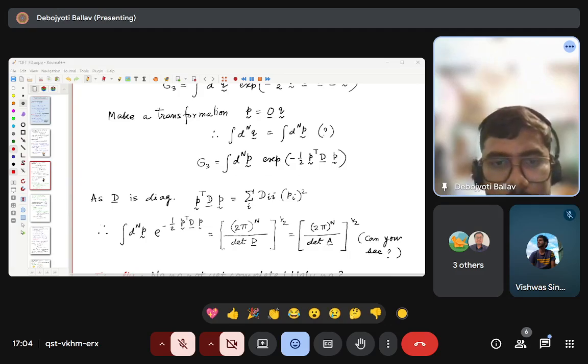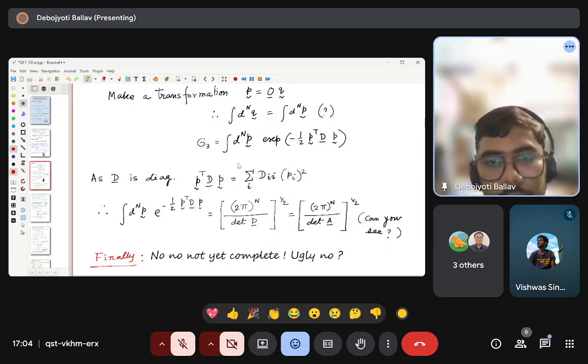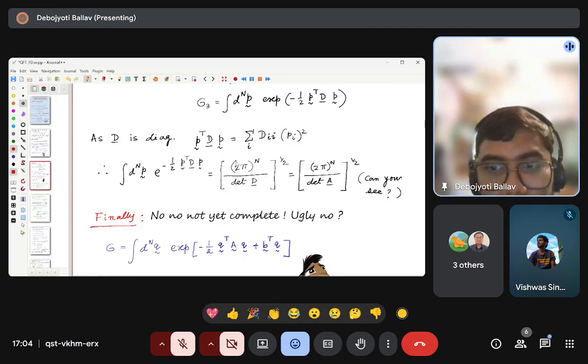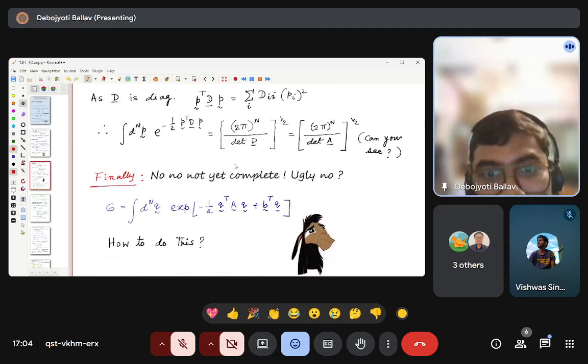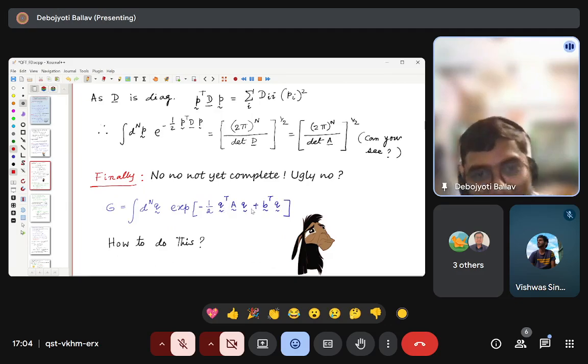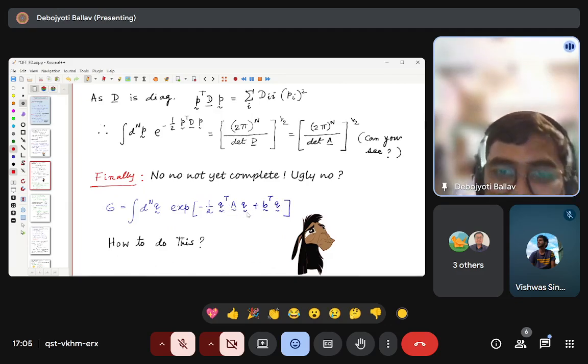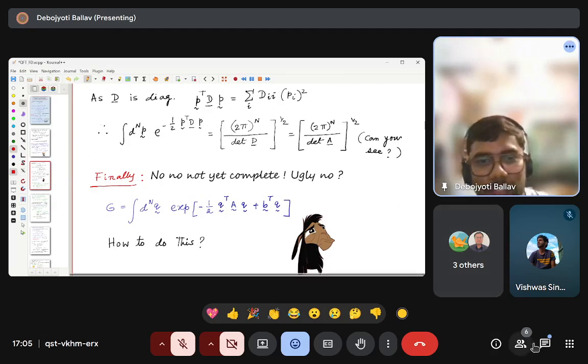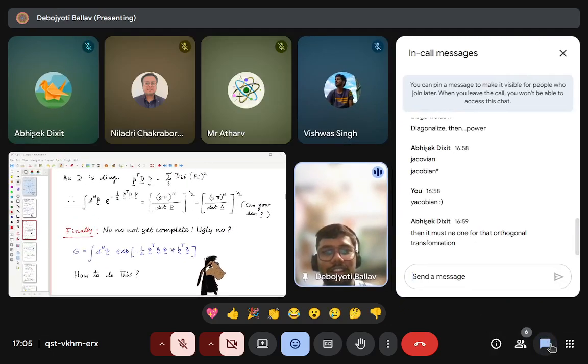Okay, fine. Finally, but not yet complete, we can still generalize this integral. Your earlier version was q transpose a q plus b transpose q. Now you have a more ugly looking integral. I have generalized it. Now how to do this?